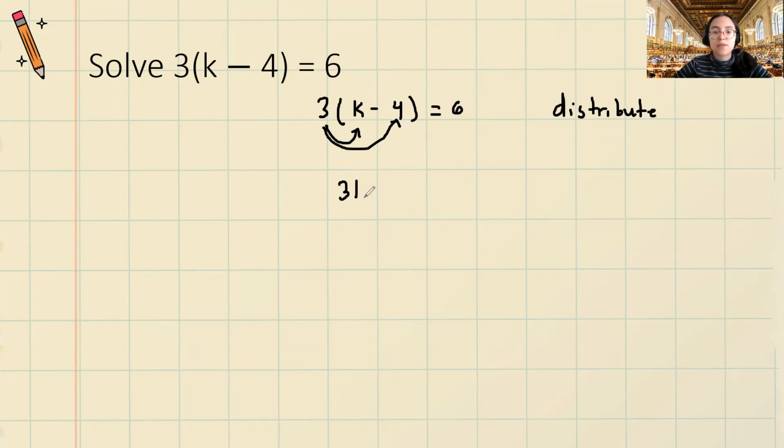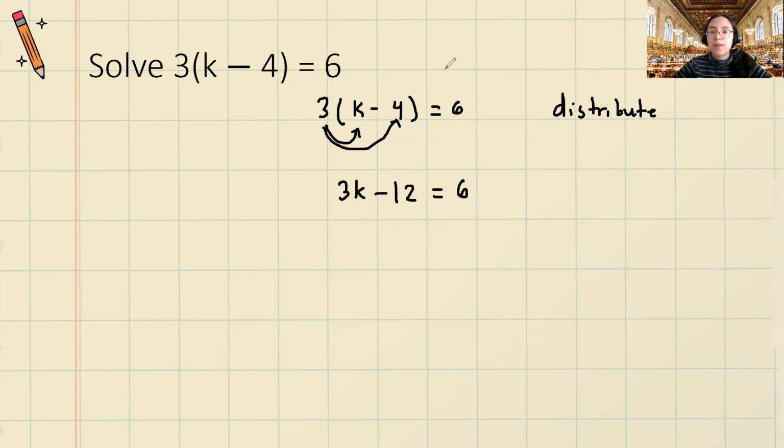This will give me 3k. 3 times -4. That's a positive times a negative, so it's going to be a negative. It's going to be -12. Then I can bring down my equal sign and whatever I have on the right-hand side, which is just 6. So I have 3k minus 12 is equal to 6, and I want k by itself. I want to solve for k, so I'm going to start here.